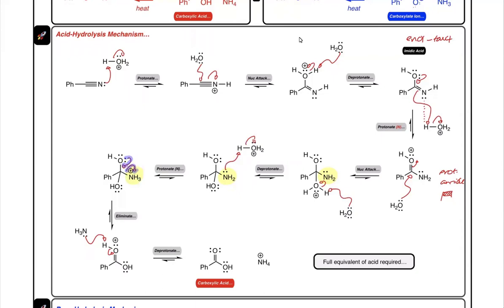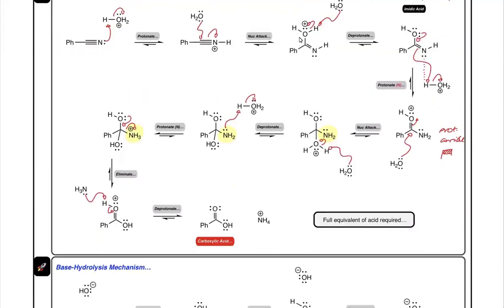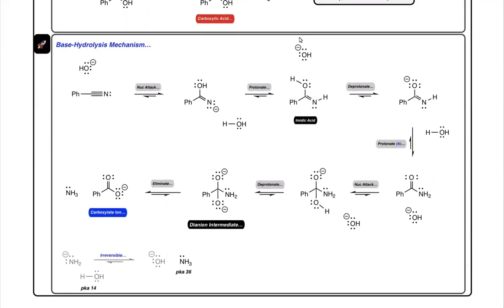We'll then collapse and kick out the neutral amine leaving group, forming a protonated carbonyl intermediate. And then our amine leaving group can deprotonate, forming our carboxylic acid and NH4+. Let's now look at the base hydrolysis mechanism of a nitrile.